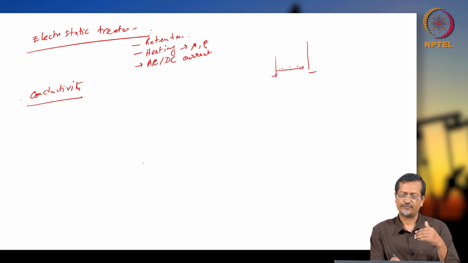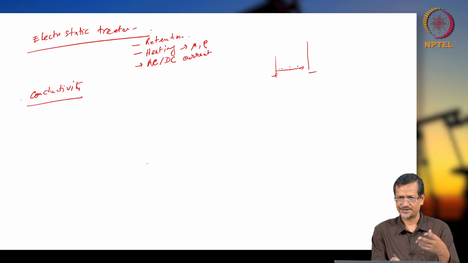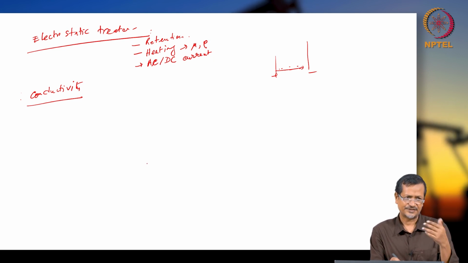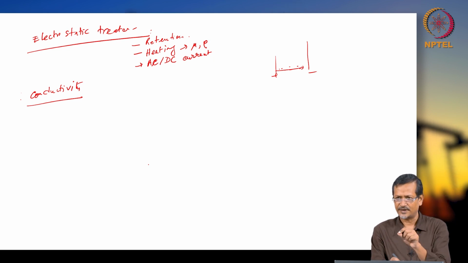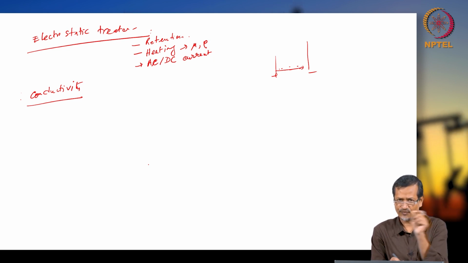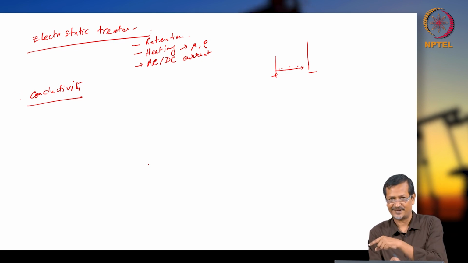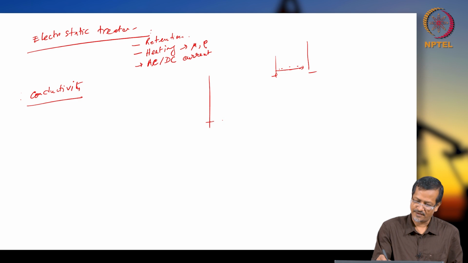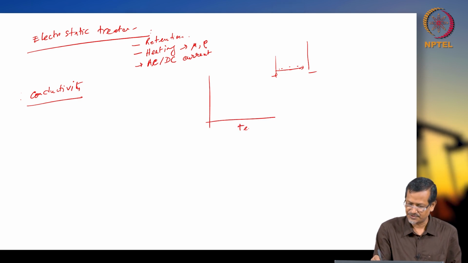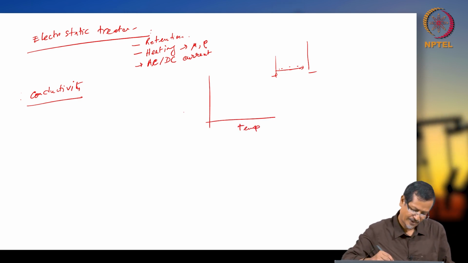Now, if you increase temperature, because you are using the heater anyway, what will happen? It will allow the ionic fluid or ionic particles to move faster, so it will increase conductivity actually. One graph they have presented like this: temperature and conductivity.